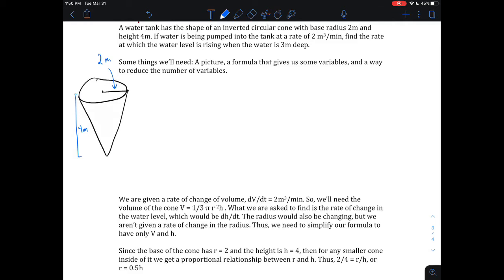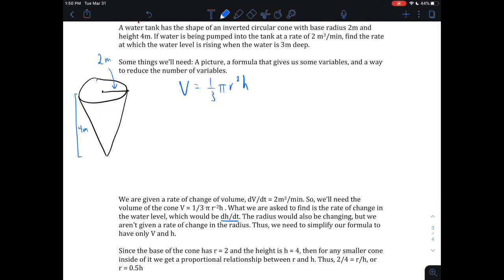So in our case, the volume of a cone is 1/3 pi r squared h, where r is the radius of the base, and h is the height of the cone. What we are asked to find is the rate of change in the water level, which would be dh/dt.